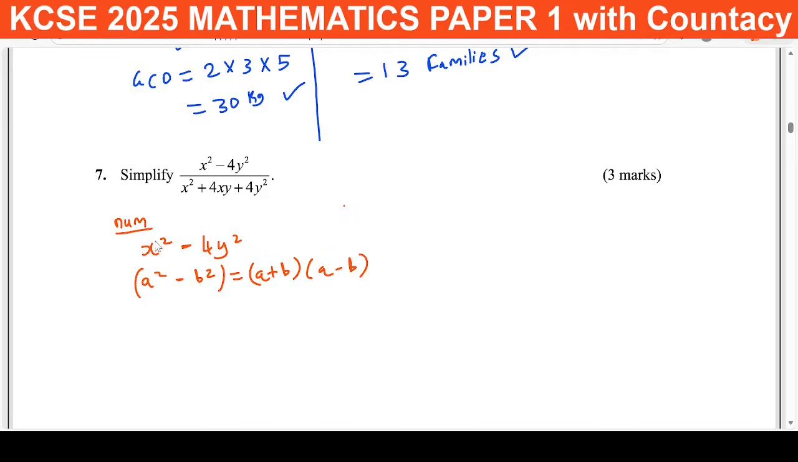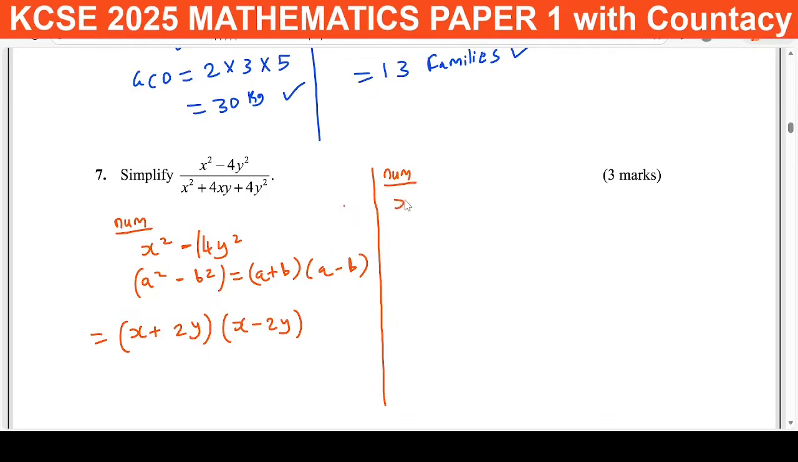So what we do is find the square root of this, which gives you an x, and then you put an addition sign, and then you find the square root of all of the 4y squared. The square root of 4 is 2, and the square root of y squared is y. That's a place where many students make a mistake. Then you have it the same way, only that you alter the sign to be a negative. So for the numerator, a simplified version is x plus 2y times x minus 2y. And finally, we can go now to the denominator.